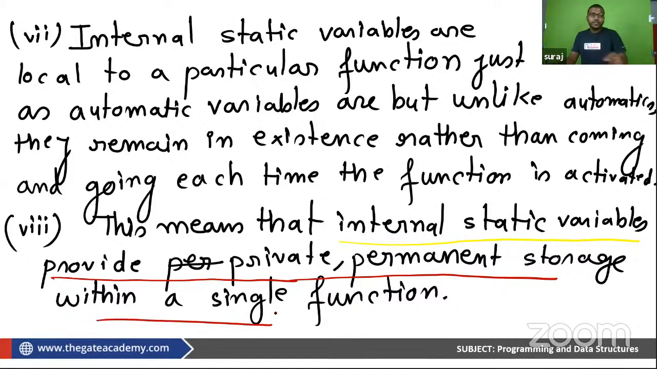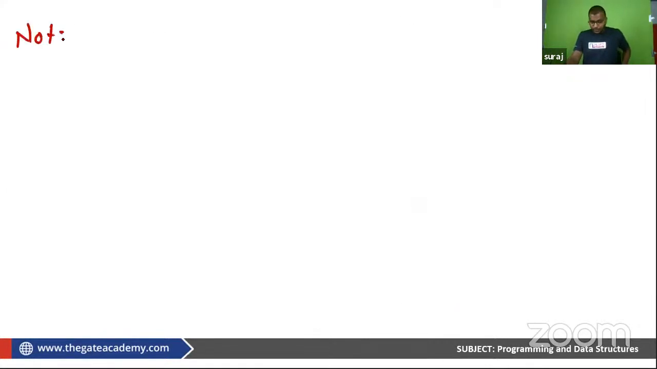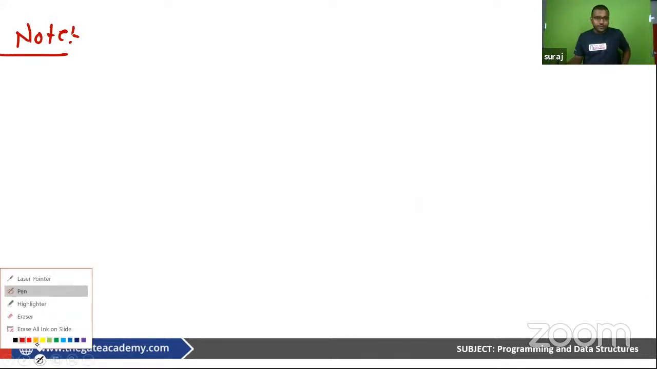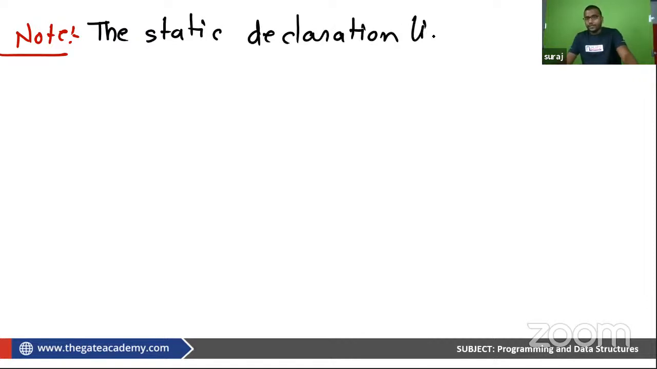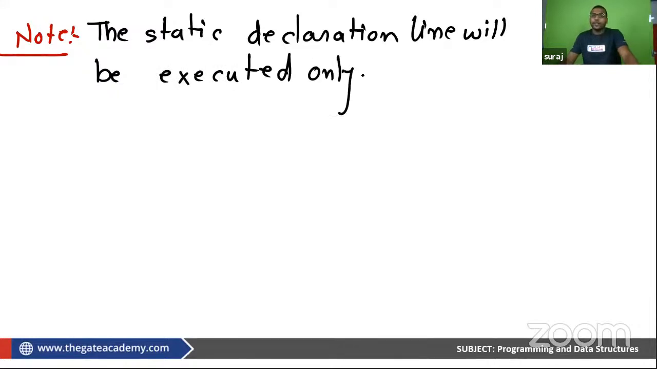Done. Now give a note and just write that the static declaration line will be executed. Now this is the last line. Now we are going to see the previous year question on static variable. The static declaration line will be executed how many times? Tell me. The static declaration line will be executed only once, that I have shown you.